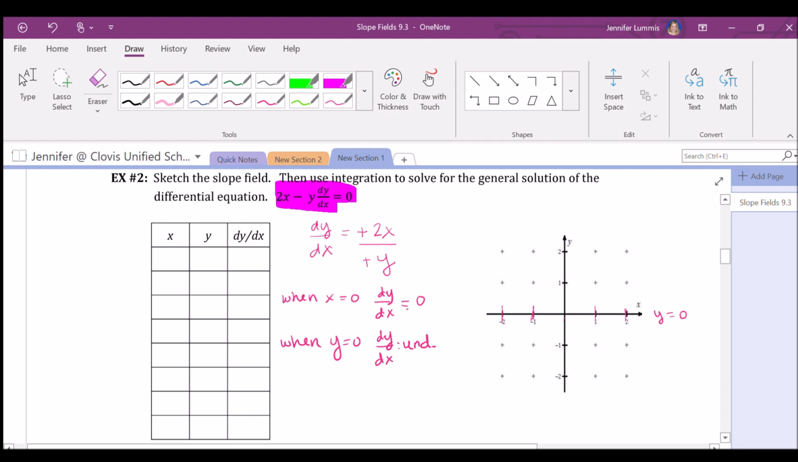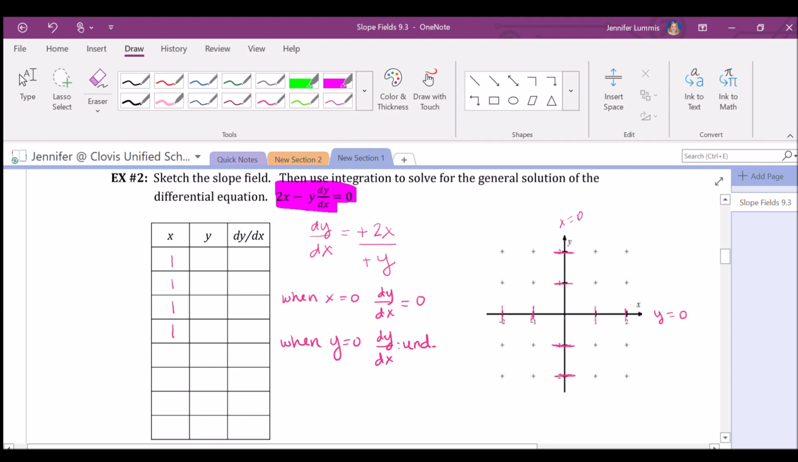And then when x is 0, that's the y-axis. When x is 0, we're going to have a slope of 0. So that would be little horizontal line segments for these 4 values. So real easy. We're just left with 4 values in each of the other quadrants. So let's go ahead and start with when x is +1.